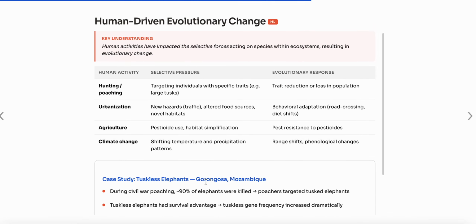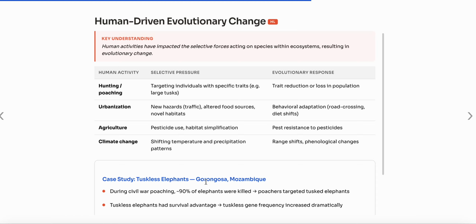Humans are a big culprit behind evolutionary change, because humans are involved in different activities like hunting, poaching, urbanization, agriculture, and climate change, and all these factors are a kind of selective pressure on species. That triggers the species to adapt to the situation, and this may lead to mutation, and then this mutation can result in the formation of new species.